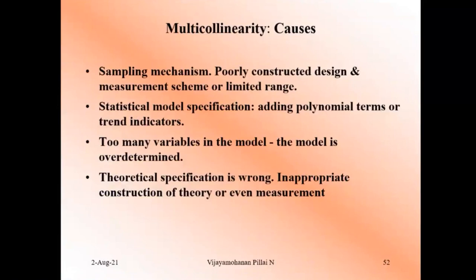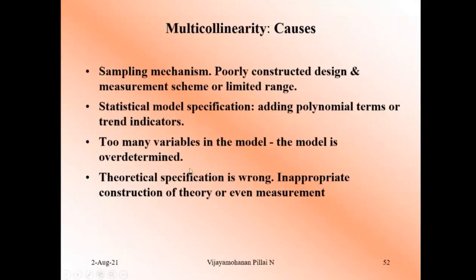Now, what are the causes of multicollinearity? The usual sampling mechanism can generate multicollinearity. That is, a purely constructed design and measurement scheme for a limited range of the sampling mechanism. Then statistical model specification also can generate multicollinearity. That is adding polynomial terms of the trend indicators. Suppose we have one independent variable x1. If we take the square of that, x1 squared, or cube of that, then there will be multicollinearity.